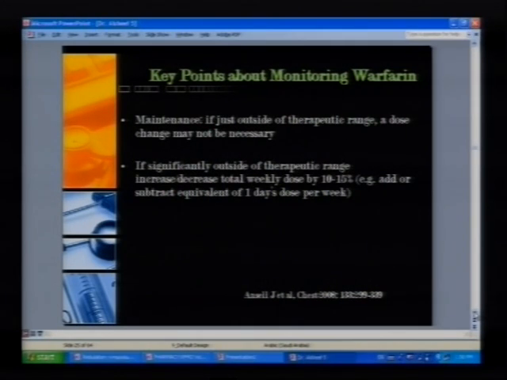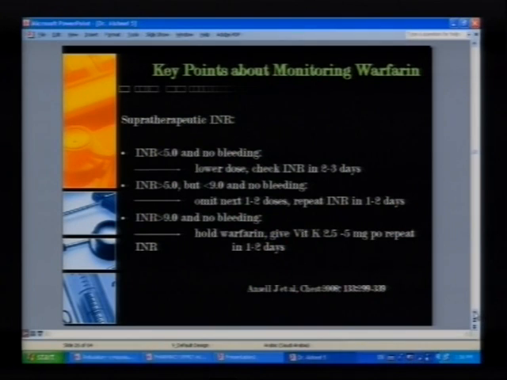And you have to use a dosing nomogram just to have a systematic approach. For supratherapeutic INR, this keeps on changing. We don't know, the guidelines may change after 2 years, so you don't need to memorize it. Just keep it in a note for yourself. INR less than 5, no bleeding: lower the dose and check INR in 2 to 3 days. INR more than 5 but less than 9 and no bleeding: omit the next 1 to 2 doses and repeat INR in 1 to 2 days.